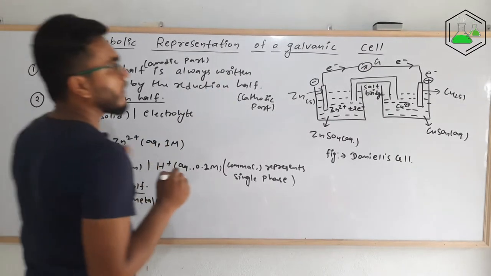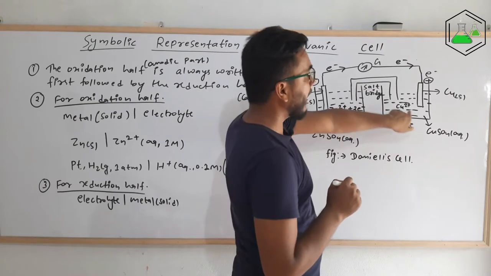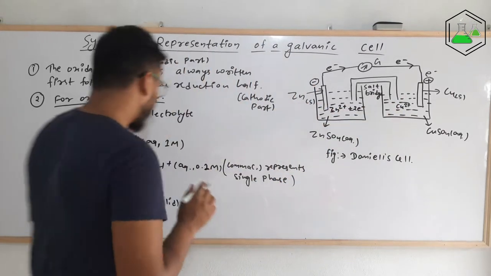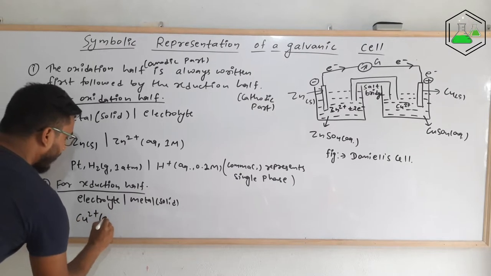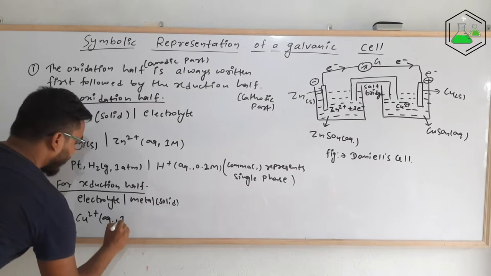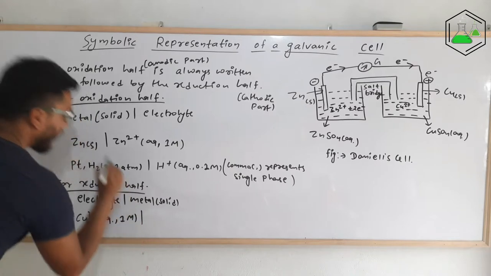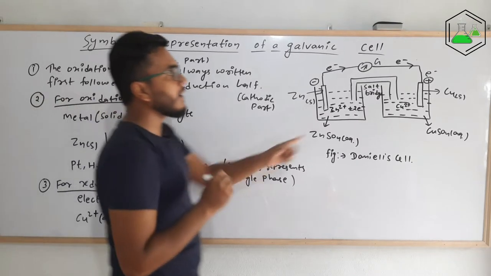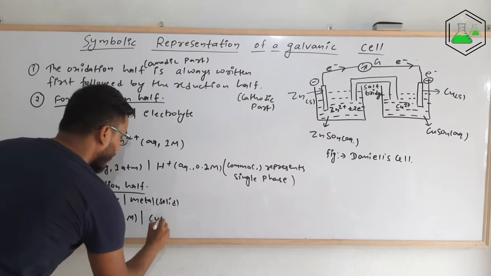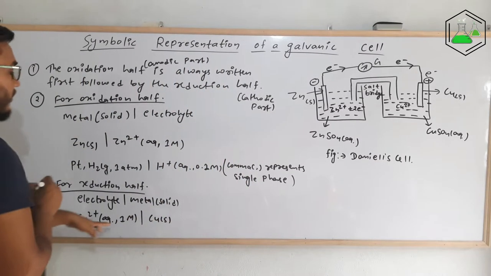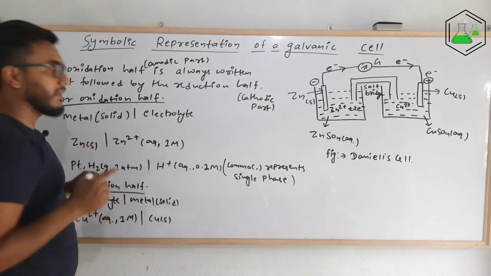So in this case, what do we see? This is the reduction half and the electrolyte is Cu2+. So it is written as Cu2+, in aqueous phase, and its concentration is 1 m. We give a vertical line and it is converting into solid Cu, solid copper. So this is the reduction half for this Daniell cell.